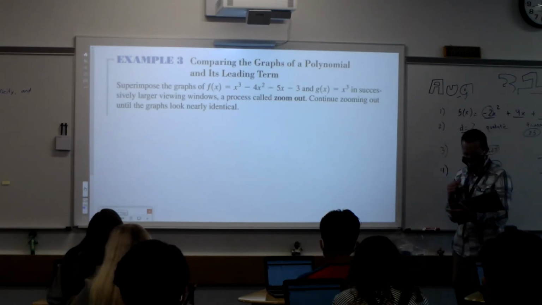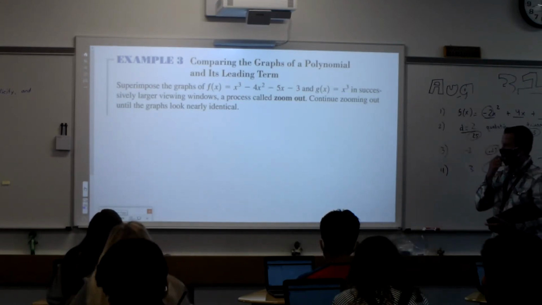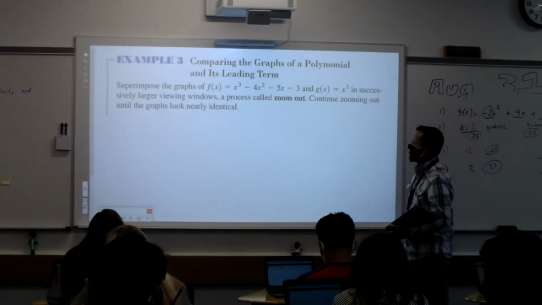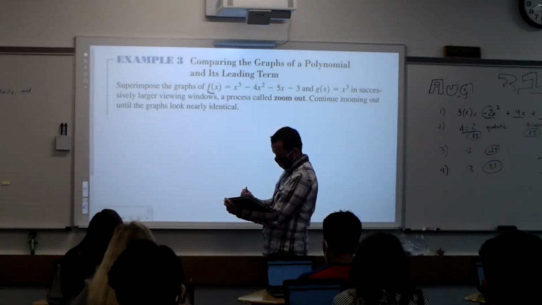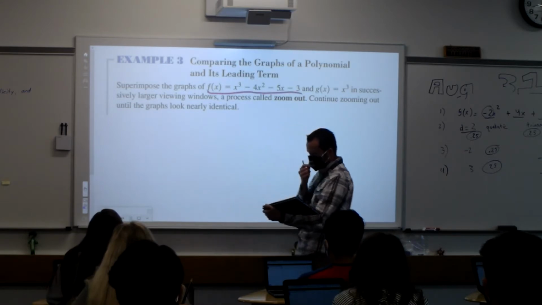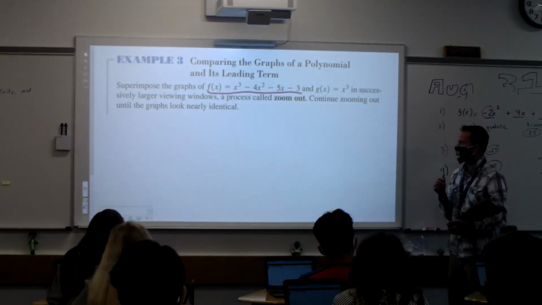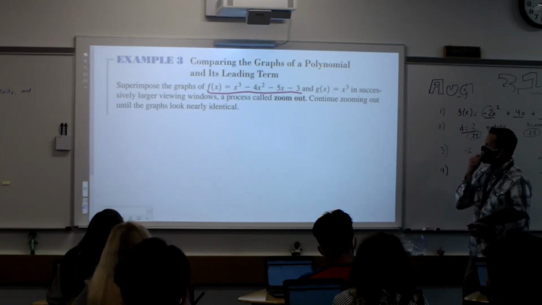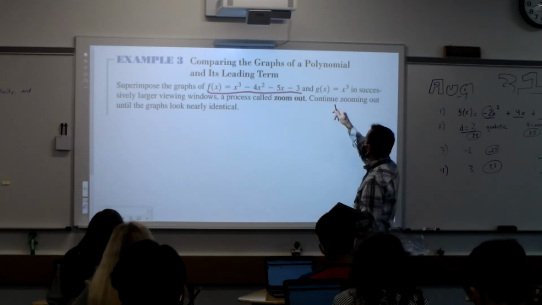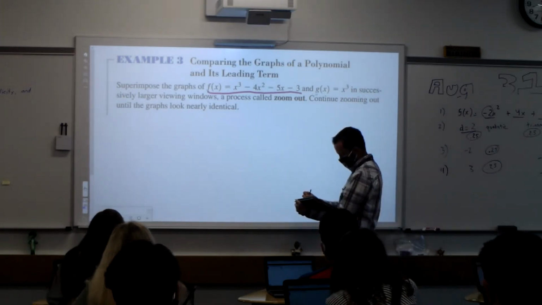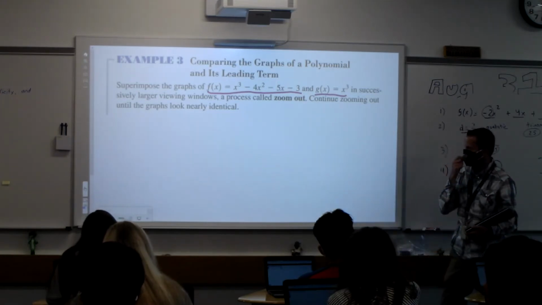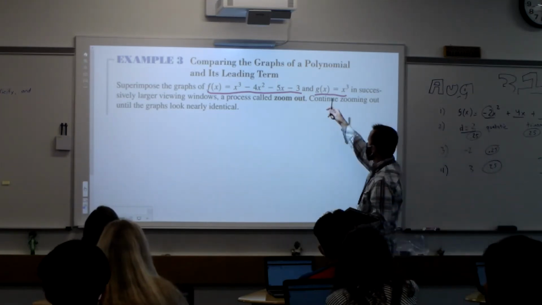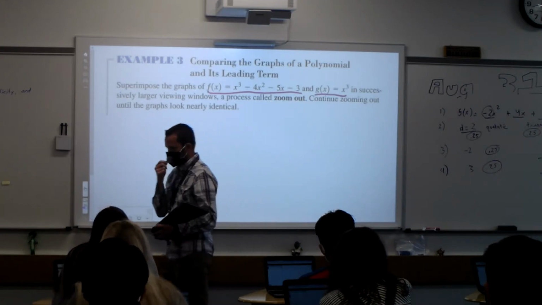Okay, comparing the graph of a polynomial and its leading term. So what we have here is a big, ugly-looking graph. Doesn't that just look awful? Now, eventually, you guys are going to learn how to graph that without decimals, but we'll get there. I want you to graph x cubed, and then I also want you to graph this other, ugly-looking one. So on Desmos, start by graphing g of x and f of x.